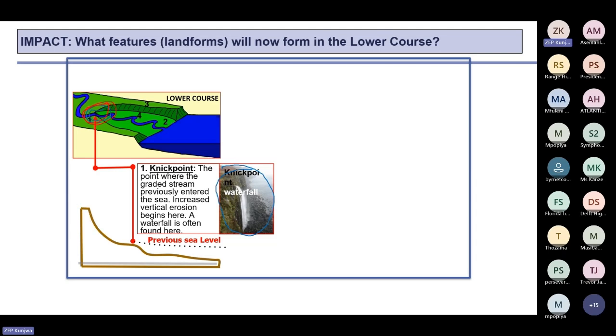Now, look at this profile here. Can you see it used to be smooth, but now it has got a high area which has been uplifted? That is your neck point there. In that particular area, the water is moving faster. So it is a point where the graded stream previously entered the sea and increased vertical erosion begins. So yeah, I think I've been repeating the same thing in this particular concept.